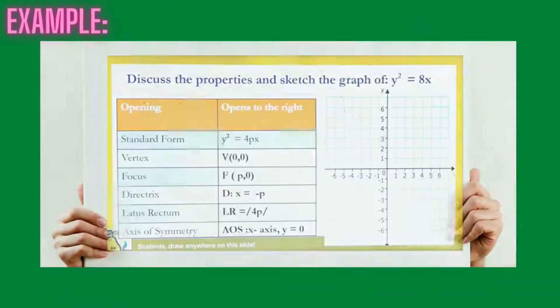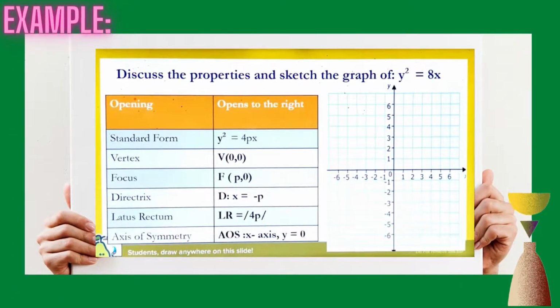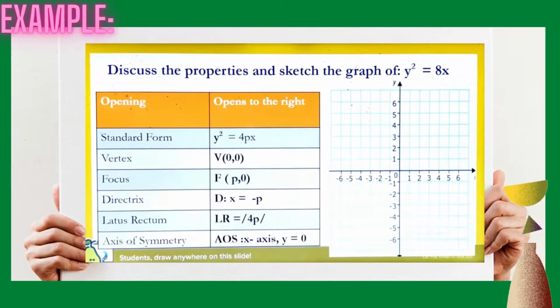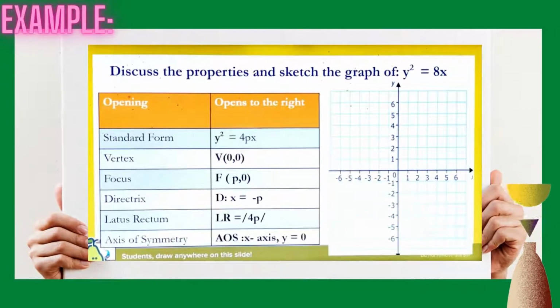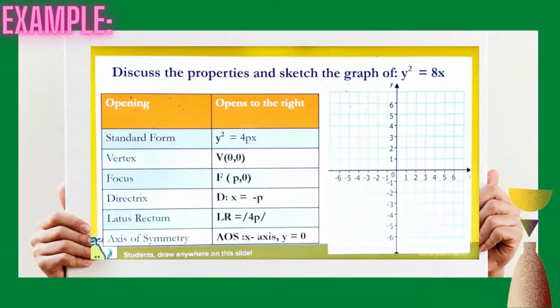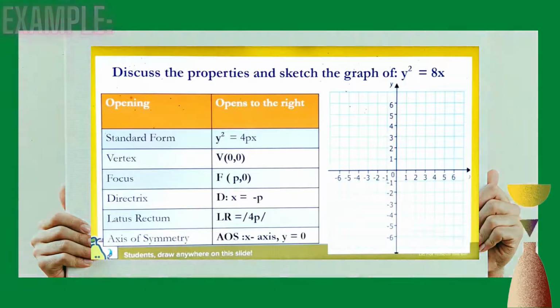So let us now proceed to example number 1. Our task is to discuss the properties and sketch the graph of y squared equals 8x. The table below will guide you in discussing the properties. So from the equation, we have y squared equals 8x. It is in the form of y squared equals 4px. So we can say that the parabola opens to the right.